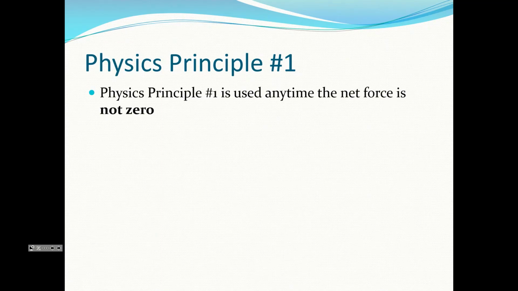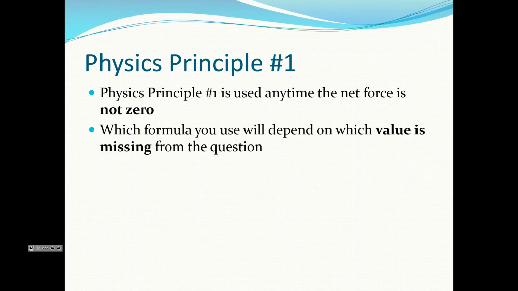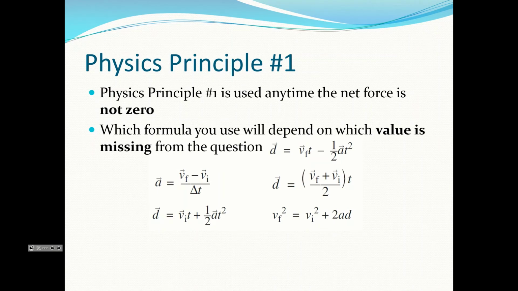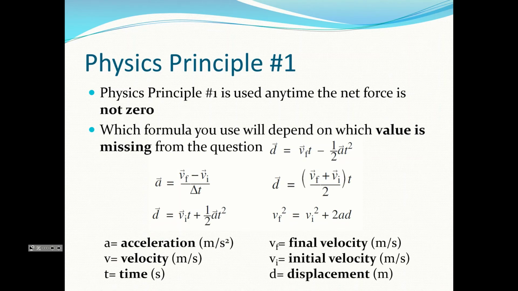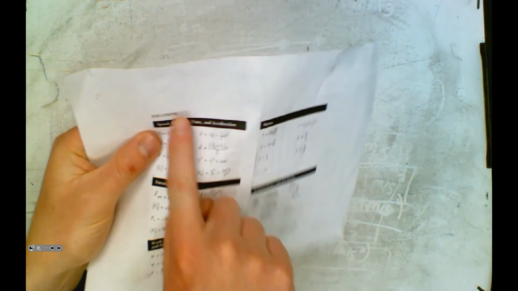So physics principle 1 is use time any time there's a net force that is not 0. So which formula you use depends on which value is missing from the question. These are the 5 formulas that we'll be using for this, where A is acceleration, V is velocity, T is time, VF is our final velocity, VI is our initial velocity, and D is our displacement. So these formulas are all found under the first section, which is speed, distance, time, and acceleration. So you can find them up here.